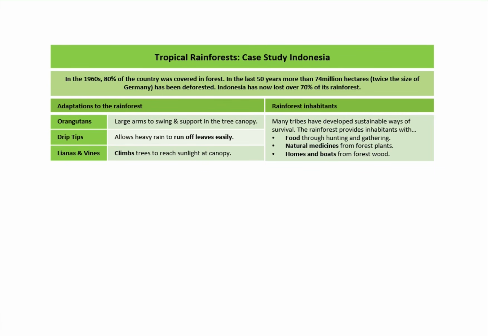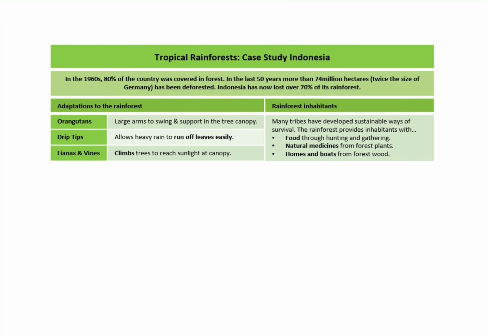Your case study of a tropical rainforest is going to be Indonesia. Again, can you explain a couple of plant and animal adaptations? Those are all here. So think about your drip tip leaves. They've got that waxy surface, they're funneled at the end. They allow that water to run off and drop onto the forest floor.